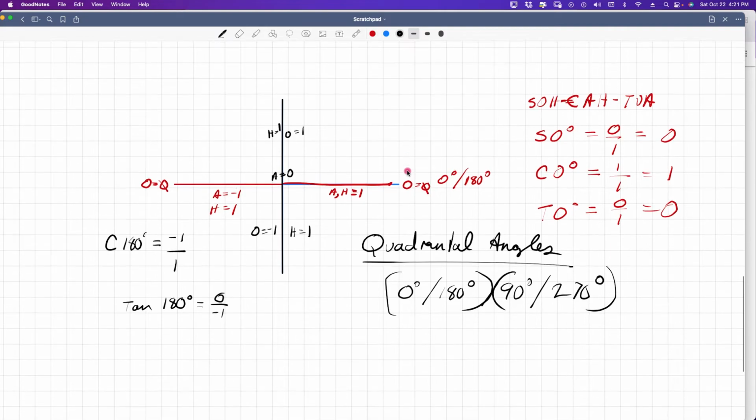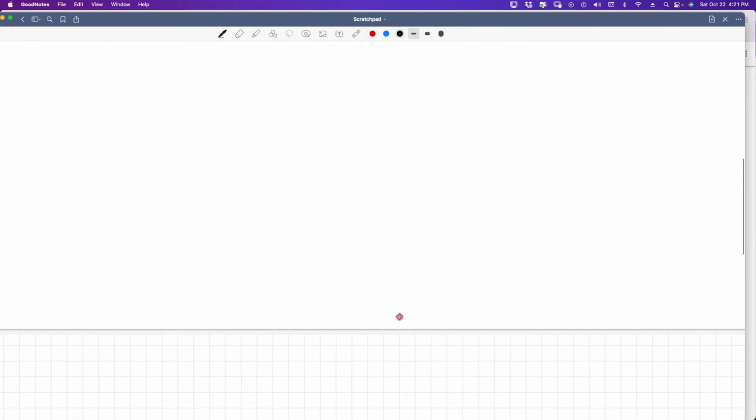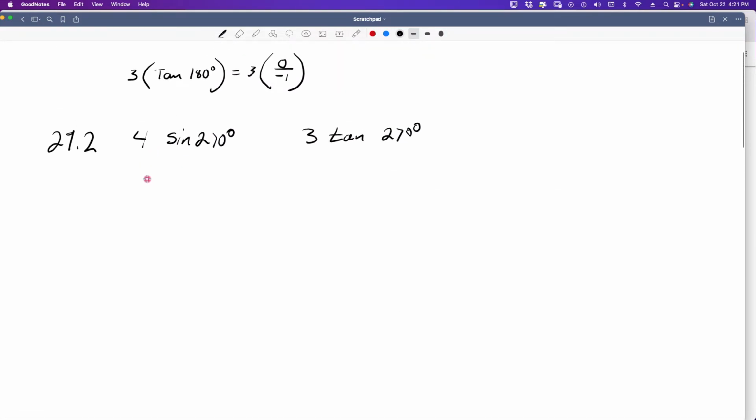So the sine of 270, so 270 is going to be this one right here. This is the 270 mark. That's 270 degrees. So if we're looking for the sine of 270, then that is the opposite over the hypotenuse. So that's going to be -1 over 1. So that means the sine of 270 is equal to a -1. So we come back up here and we say 4 times the sine of 270 degrees is equal to 4 times a -1, which equals a -4.